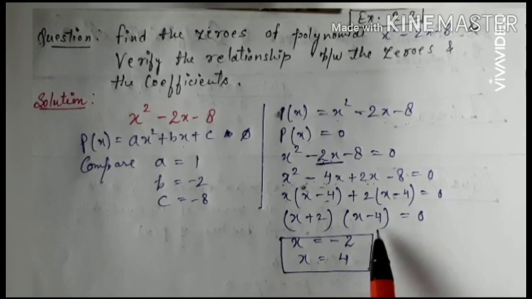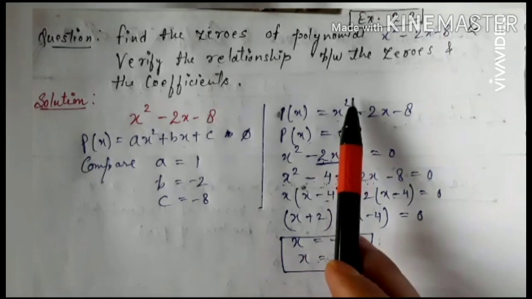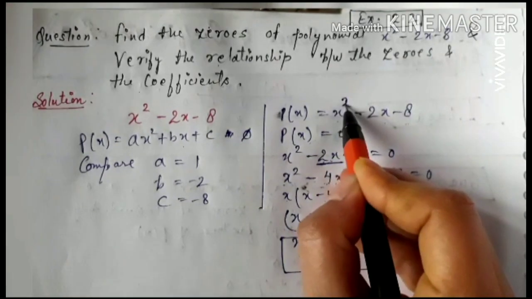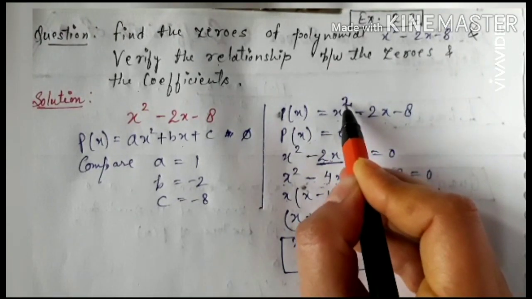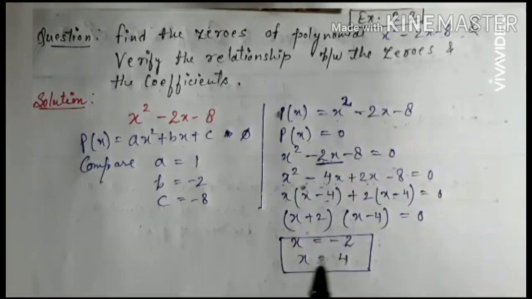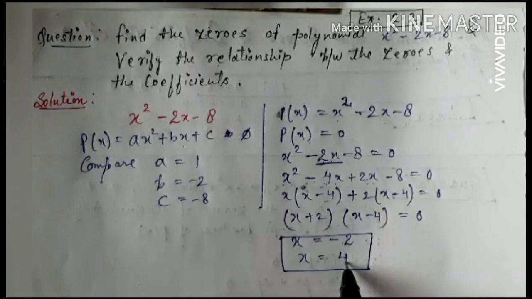The values are minus 2 and 4. Why do only these two come? Why haven't they come 4, 8? Because for a quadratic polynomial we always get only 2 zeros. Why 2? Because the highest power is 2 here, the highest power is the degree. The degree of the quadratic polynomial is 2, so we will get 2 zeros. This is our minus 2 and 4.